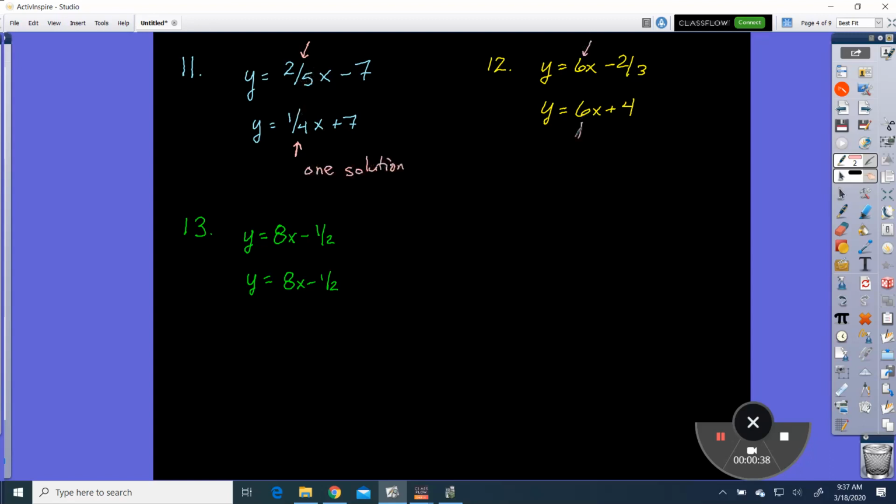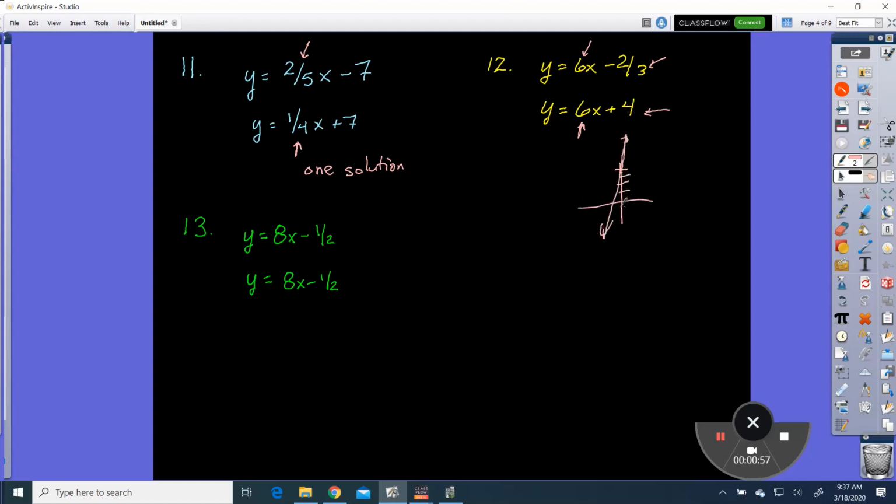Well, these have the same slope, but they have a different y-intercept. So that means these lines are parallel and they are never going to cross because they have different y-intercepts. This one starts at 4. So, 1, 2, 3, 4. It goes up 6 over 1. So it looks like this.